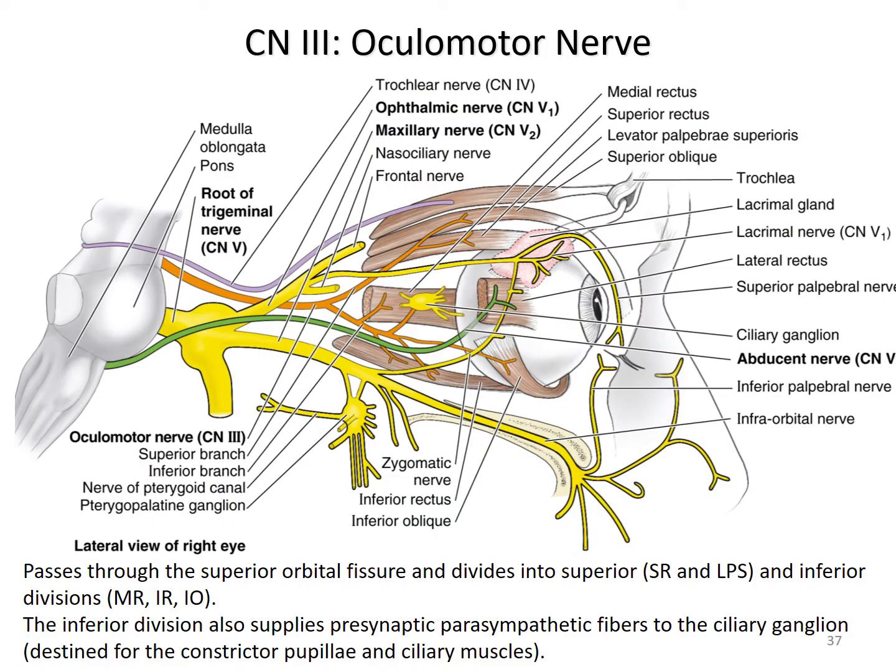Oculomotor nerve passes through the superior orbital fissure and then divides into superior and inferior divisions. Okay? The inferior division also supplies presynaptic parasympathetic fibers to the ciliary ganglion, which is destined for the constrictor pupillae and the ciliary muscles.